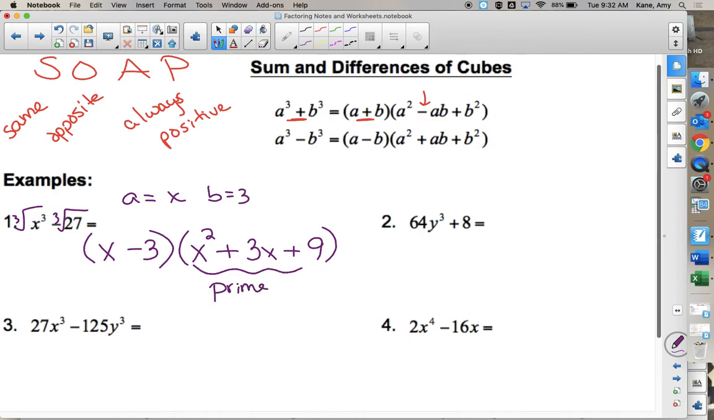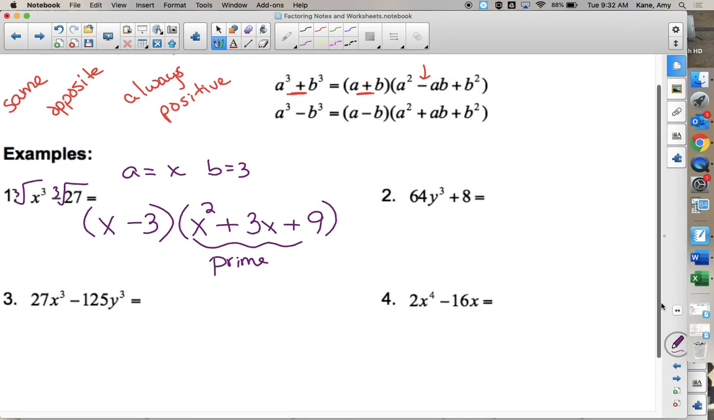Prime is when something can't be factored any further. A number is prime because 1 and itself are the only divisors or factors. An expression is prime because you can't break it down any further. There aren't two numbers that multiply to be 9 that will ever combine to be 3. It'll always be prime.